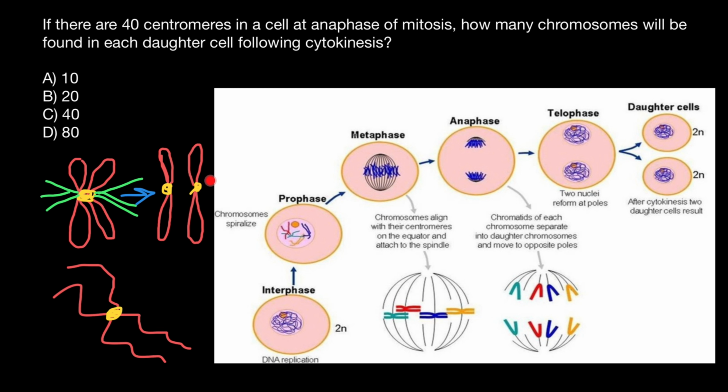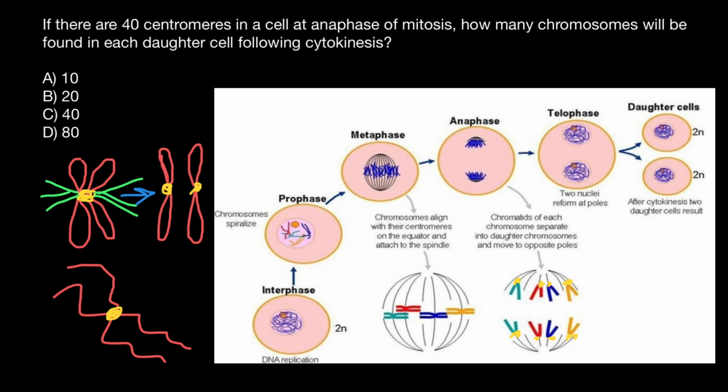And this is exactly what happens during anaphase. One more time, during anaphase, chromatids of each chromosome separate into daughter chromosomes and move to the opposite poles. The number of chromosomes doubles and the number of centromeres doubles. So I show centromeres here, here, here, here, and here.